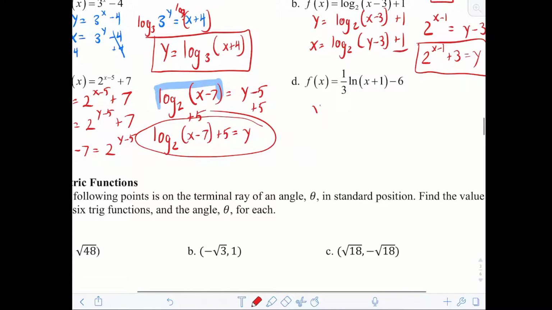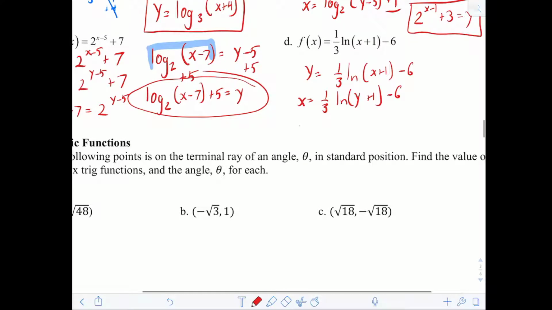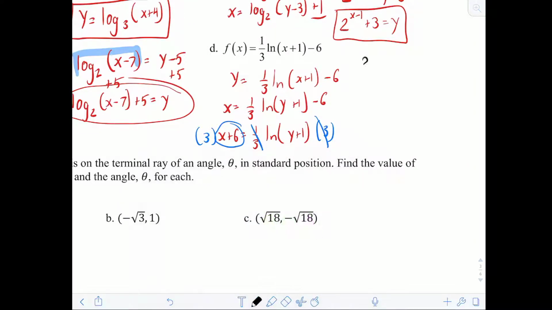And lastly, y equals 1/3 ln of x plus 1, minus 6. So x equals 1/3 ln of y plus 1, whoops, y needs to be here, and then minus 6. I'm going to add 6 to both sides, so I get x plus 6 is equal to 1/3 ln of y plus 1. Multiply everything by 3 to get rid of that 1/3. Keep in mind that you're multiplying that quantity by 3. So that goes away, that goes away. I'm left with 3x plus 18 equals ln of y plus 1.